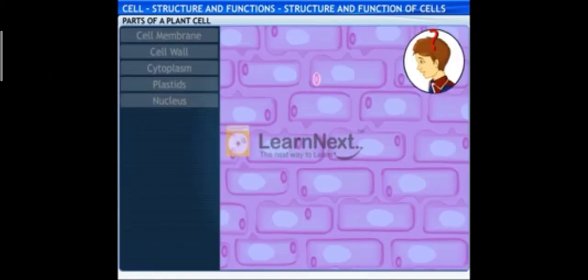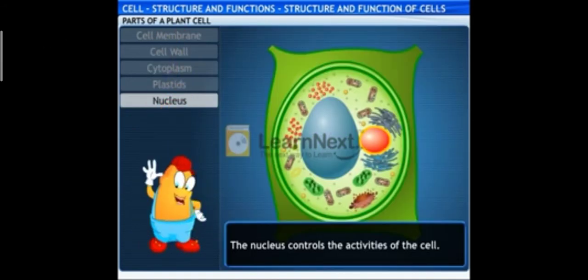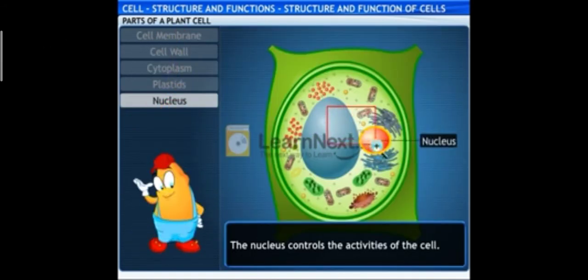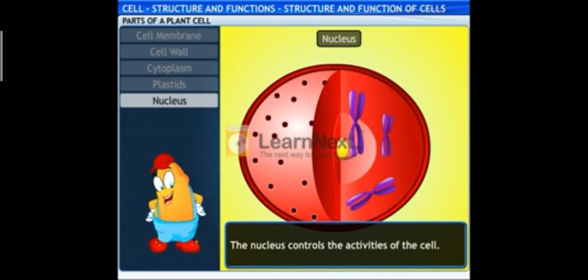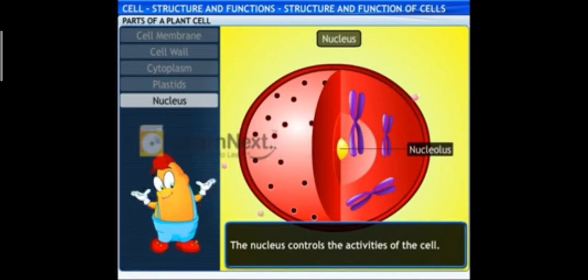What about the dark spherical structure in the cell? The dark spherical structure is the nucleus. It controls the activities of the cell. It contains the nucleolus. You can view the nucleolus if you have a microscope with higher magnification. It is a smaller sphere.